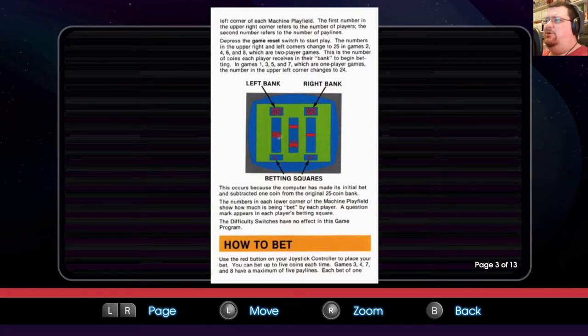The numbers in each lower corner of the machine playfield show how much is being bet by each player. A question mark appears in each player's betting square. The difficulty switches have no effect. Use the red button to place your bet. You can bet up to 5 coins each time.